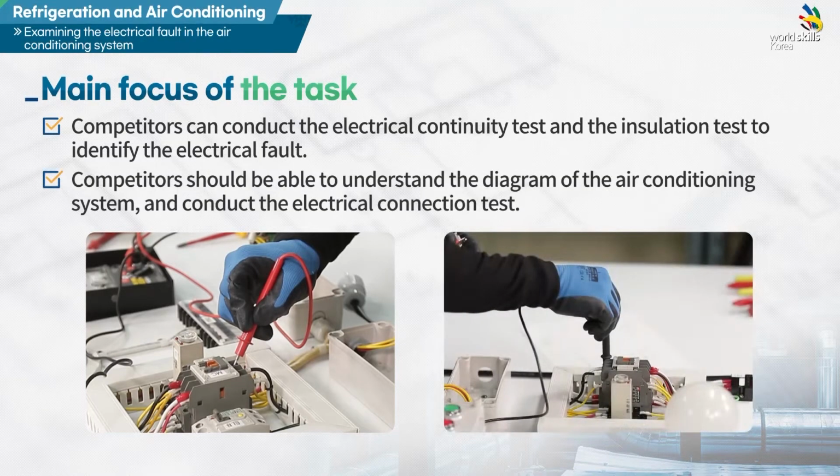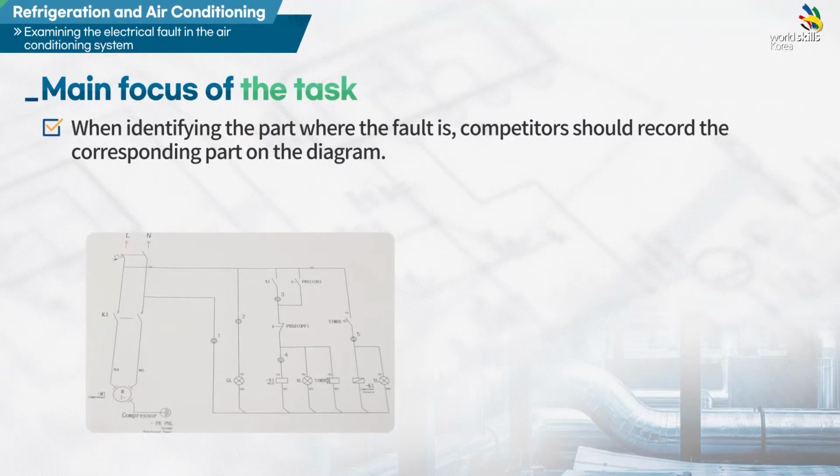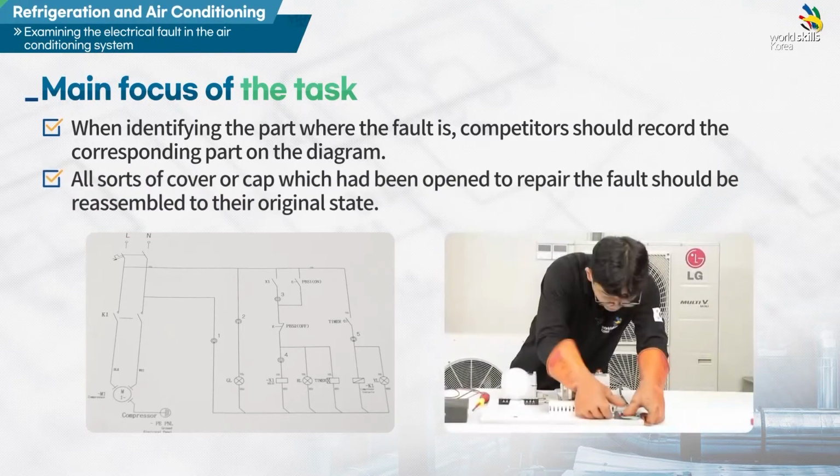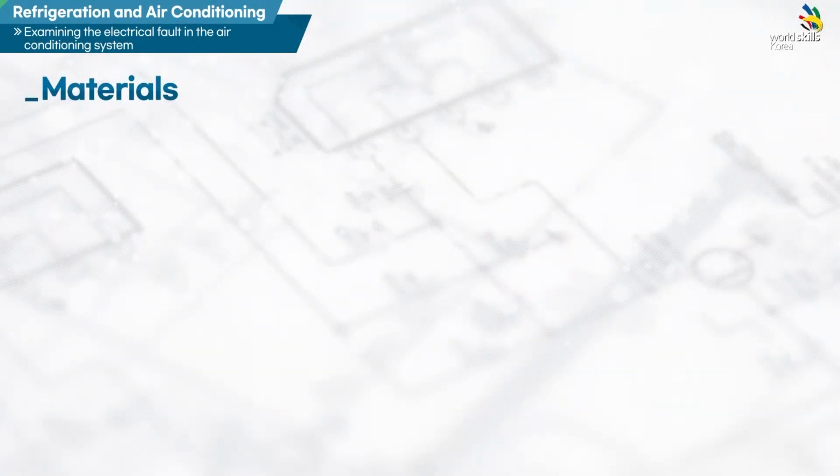Fourth, you should be able to understand the diagram of the air conditioning system and conduct the electrical connection test. Fifth, when identifying the part where the fault is, you should record the corresponding part on the diagram. Sixth, all sorts of cover or cap which had been opened to repair the fault should be reassembled to their original state. Please check the preparations and tools for this training.